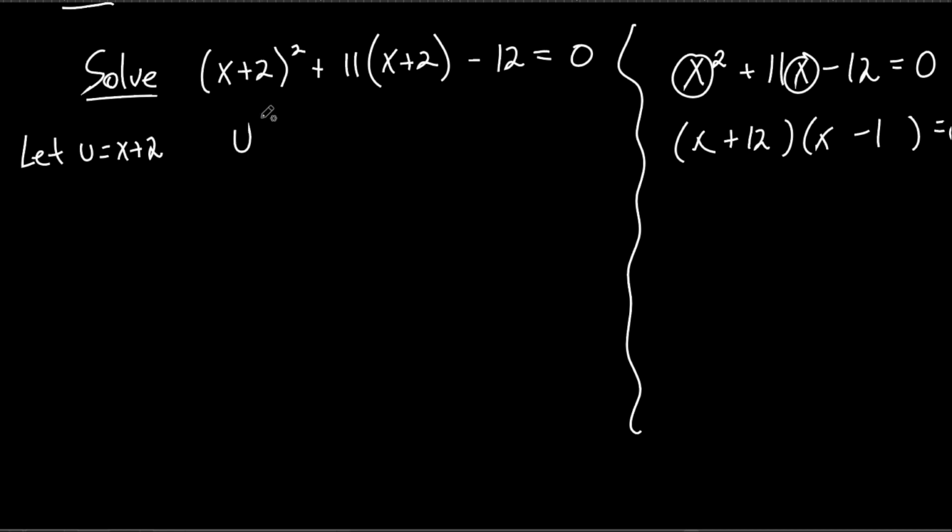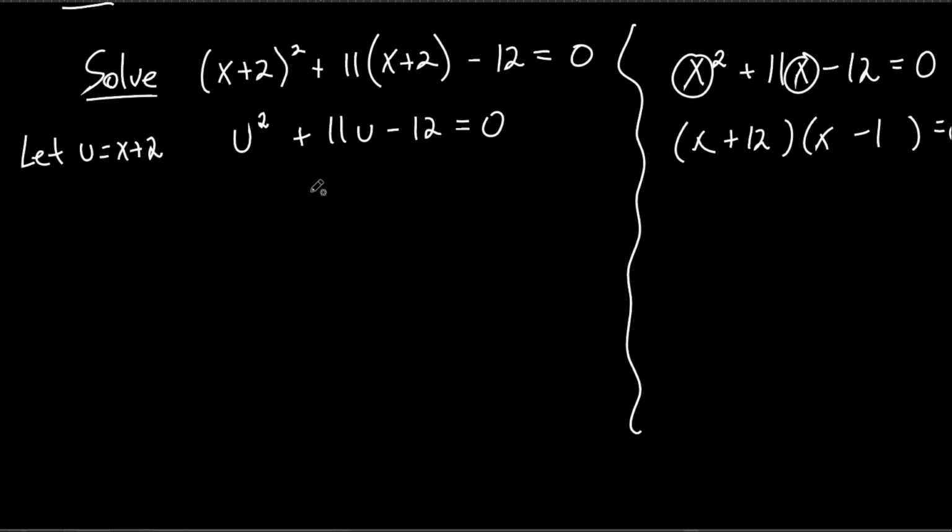It would be, I just said it, it'd be what? U squared plus 11u minus 12 equals 0. So now we kind of made it easier for ourselves, didn't we? All right, so now I could factor this thing. And remember, the u is just like any letter. There's nothing special about it. It's just a variable. But it's a lot easier to factor this than it was the beginning of it.